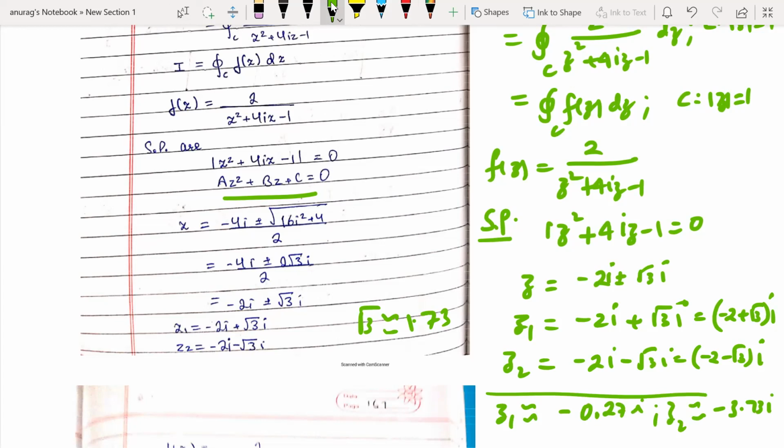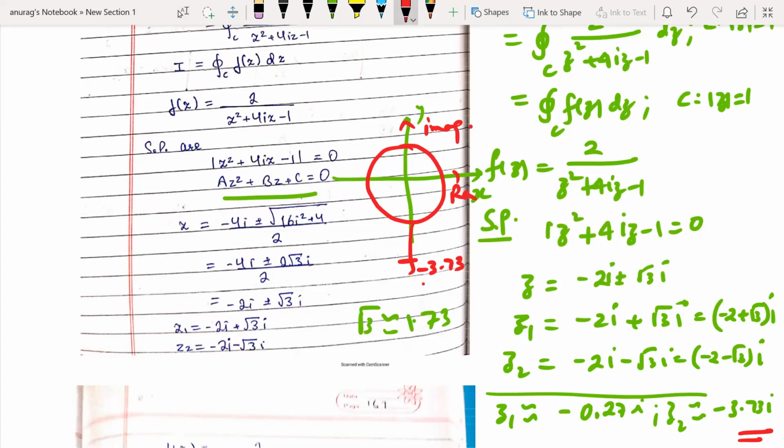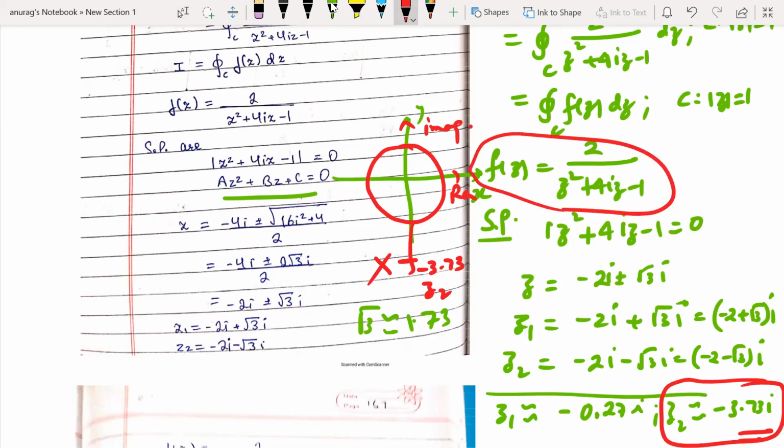Okay. Now see in the picture actually. The picture is our mod Z equal to 1. Mod Z equal to 1 means you have a circle whose radius is 1. Z2 is minus 3.73i; this is the imaginary axis and this is the real axis. So minus 3.73 is here, which means Z2 is here. So Z2 is not lying inside this circle. So Z2 is not a singular point of f(z) lying inside this curve. We are interested only in the singular point which lies inside the given curve.